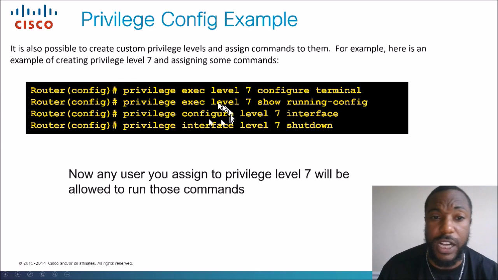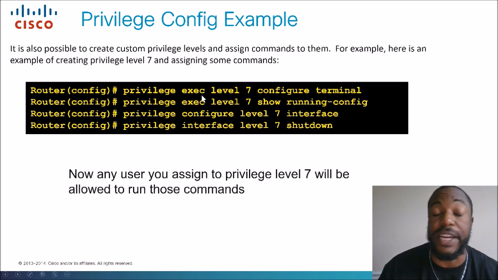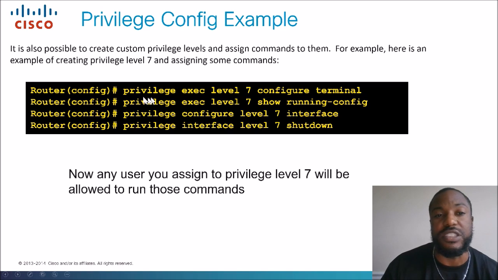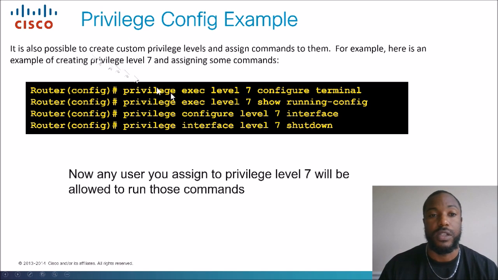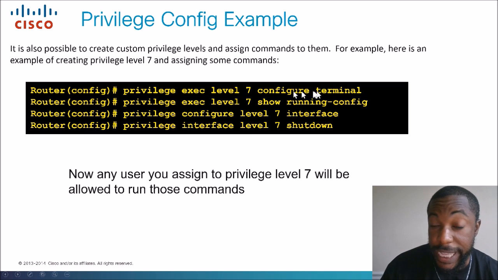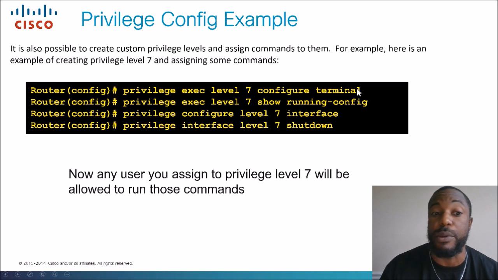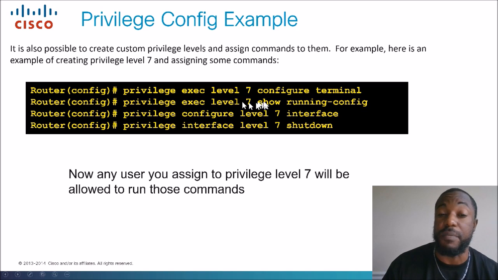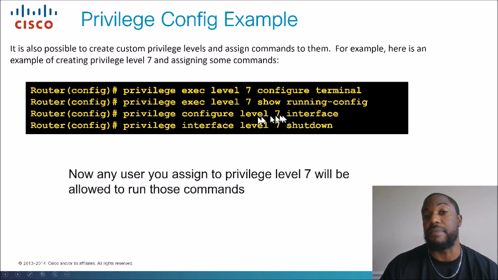So here's a couple of examples of setting up the privilege levels. Again, we're not going to do this in Boson NetSim. It doesn't require it. But basically, you just type in privilege exec level 7, and then say configure terminal. So notice it is possible to create custom privilege levels and assign commands to them. Normally, configure terminal is basically a level 15 command, but you can say, okay, level 7, you're allowed to do configure terminal. Show running-config too. I believe that is a level 15 command, if I'm not mistaken. This show command is level 15, but you can set it up to be level 7, and that's what they're doing here. Same thing with this and that.